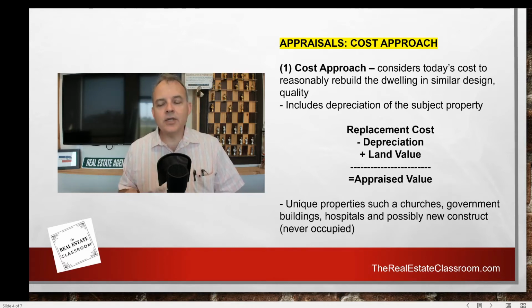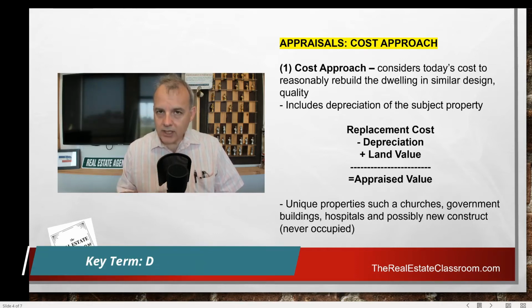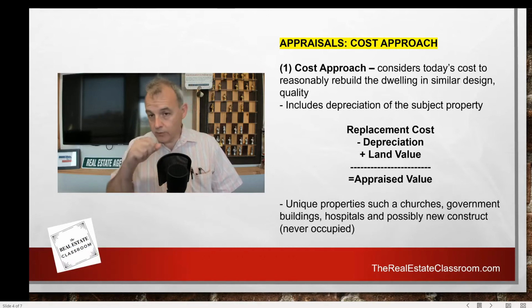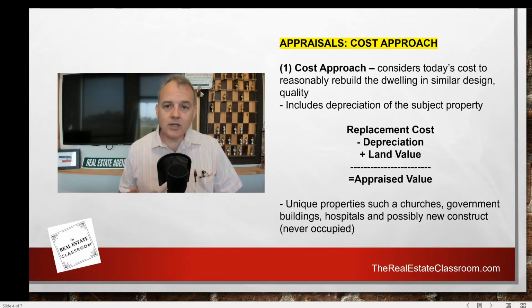The other thing to understand about the cost approach to appraisal is it's the only approach that takes into consideration depreciation. And depreciation is a key real estate term that you have to know. And we will define it more on the next slide.